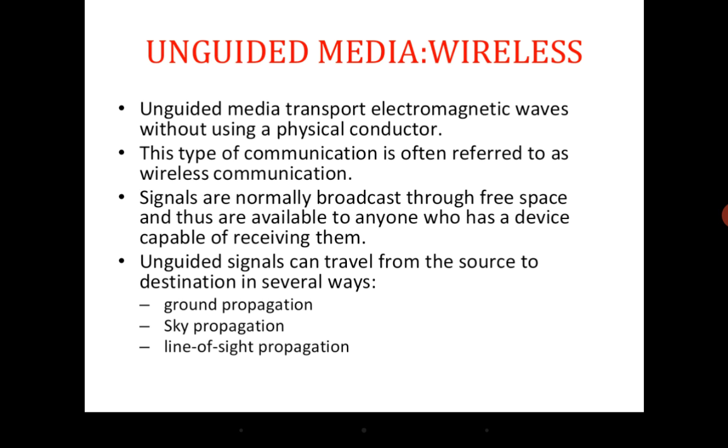Here in this wireless communication, signals are normally broadcasted through a free space. In the free space, any device which is capable of receiving those signals can receive them. Unguided signals can be traveled from source to destination in several ways. The propagation modes are of three types. The first one is ground propagation, second one is sky propagation, third one is line of sight propagation.